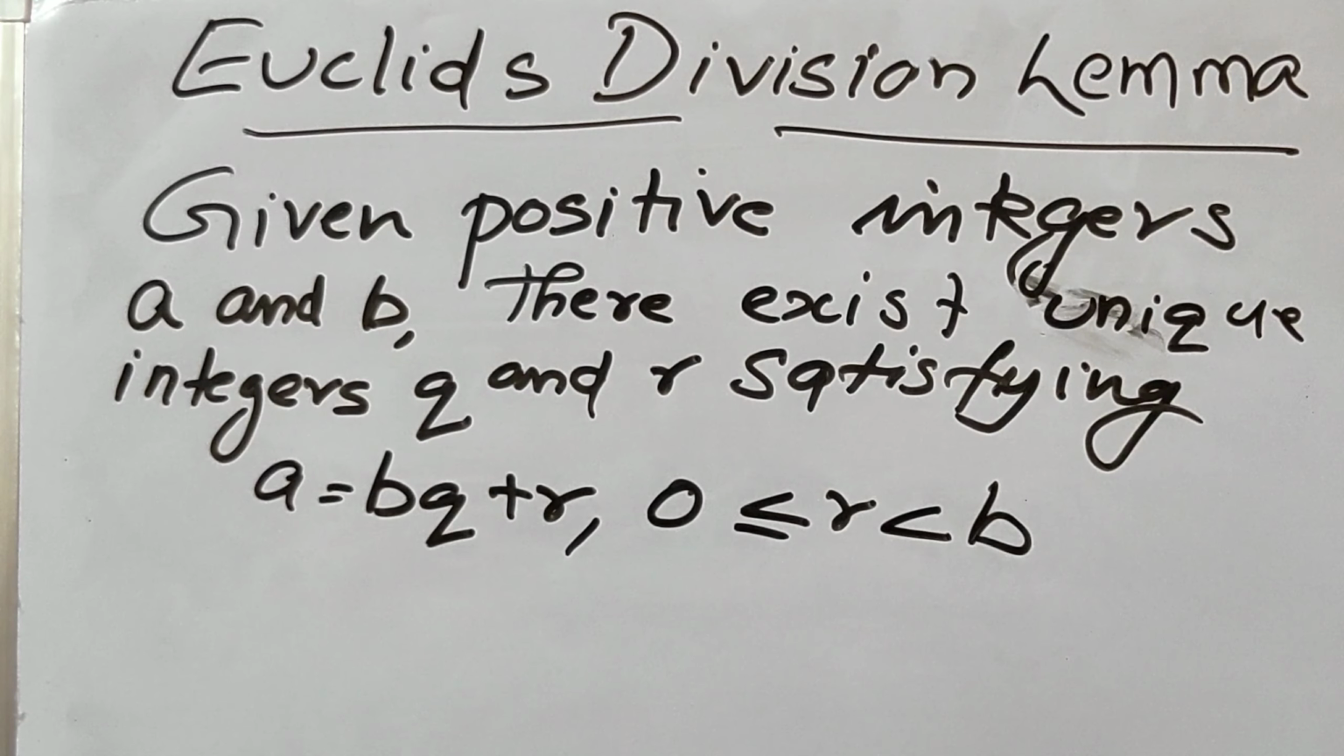Whenever we divide an integer by another integer, whoever is dividing, we will get the same quotient and the same remainder. The remainder and quotient will never change when we divide a number by another number. Whoever is doing it, it remains the same. That is why we say that there exist unique integers q and r. So given positive integers a and b, there exist unique integers q and r satisfying a = bq + r, 0 ≤ r < b. So this is Euclid's division lemma.